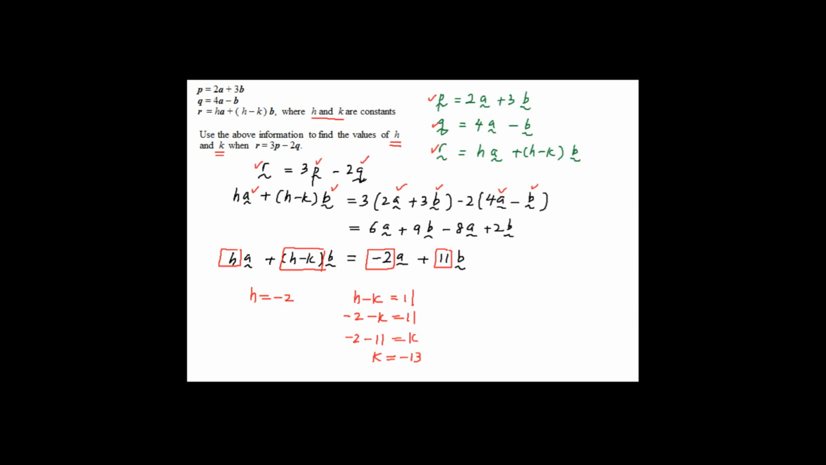So for this question, it's very simple. You are given three vectors P, Q, and R in terms of vectors a and b. And you're given one relationship, vector R equal to 3P minus 2Q. What you need to do is just substitute to get a vector equation in terms of a and b, then you can compare. Then h equal to -2, and for vector b here, you can say that h minus k equal to 11.